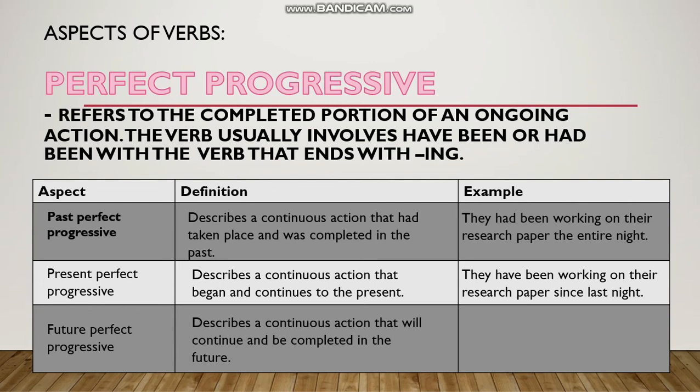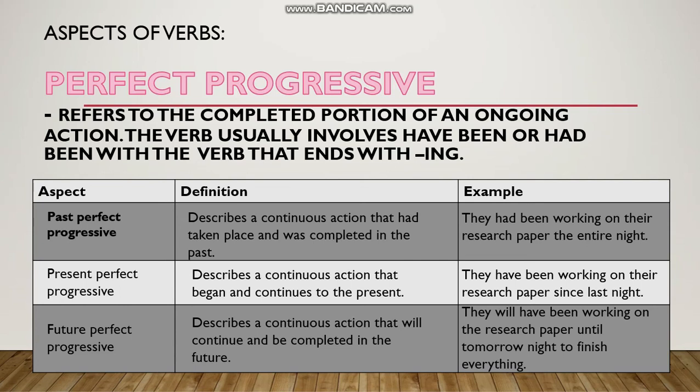So next, example: they will have been working on the research paper until tomorrow night to finish everything. So, will have been working. That's it. Is it progressive? Yes. Working. It has the main ingredient, three letters, ing. Working.